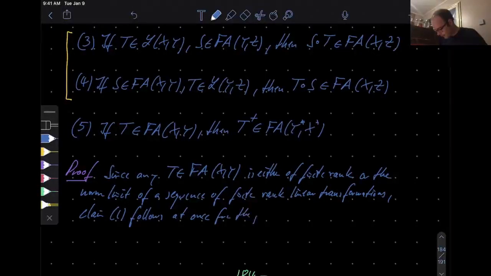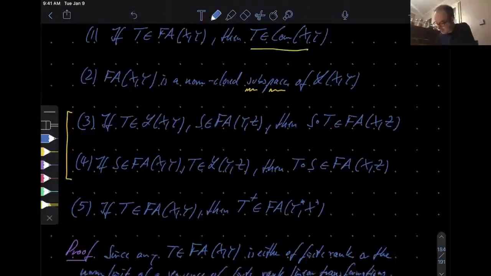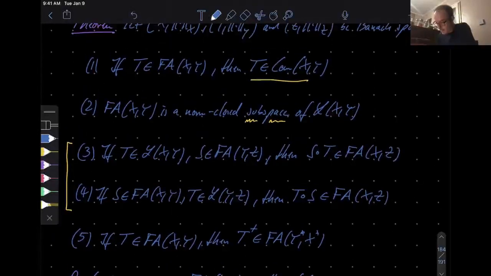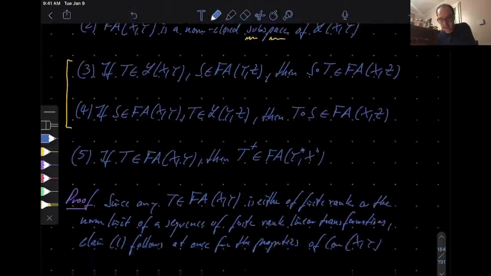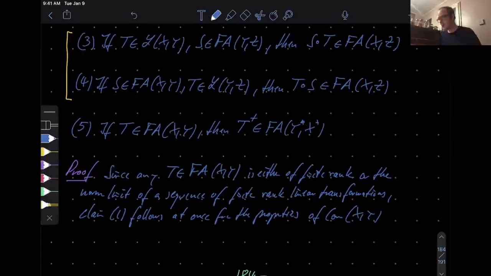Claim 1 follows at once from the properties of Com(X,Y), because Com(X,Y) itself is a norm-closed subspace, right? So that's what I already said when we had this theorem. So a finite rank operator is always compact, and since Com(X,Y) is a norm-closed subspace, any sequence of finite rank operators, which are themselves compact, if it is convergent, is going to again converge to something compact. So indeed, this Fa is a subspace of Com(X,Y). All right, good. So then we have this.